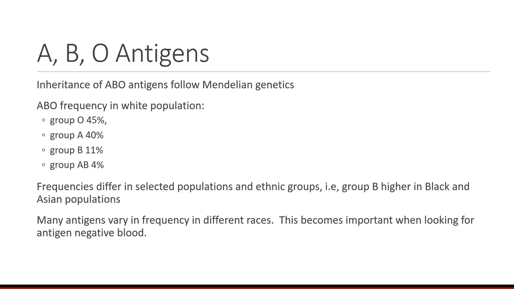Many antigens vary in frequency in different races. This becomes important when looking for antigen-negative blood. So don't ever think there's anything involved with prejudice here. For example, there's a very, very high frequency antigen called U. The only ethnicity in which you will find U negative blood is the Black population. So you're not even going to bother testing other ethnic groups.